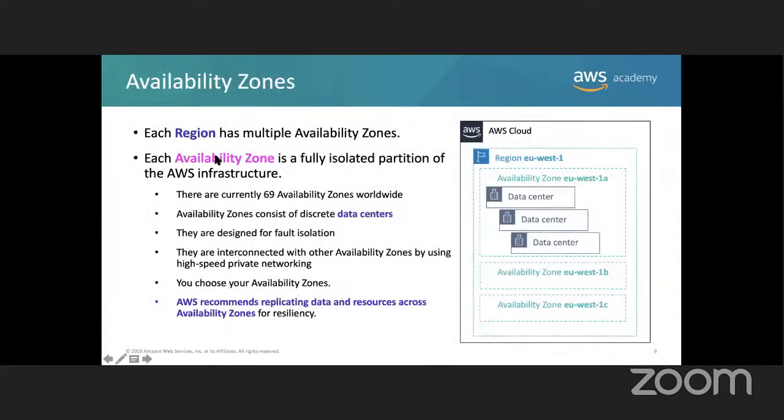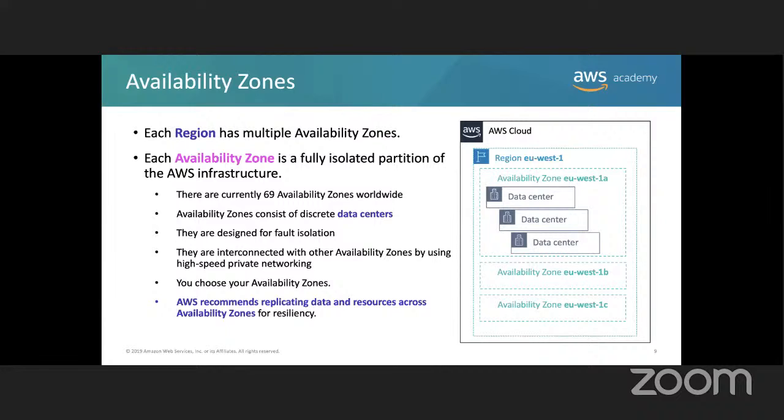Each availability zone is apart. They're separated by around 50 to 60 miles from each other. They're separated for isolation. Okay, that's very important. Now, they have discrete data centers, at least one data center. They're designed for fault isolation. They're interconnected by using high-speed private networking. They have private links between each other that only AWS can handle.